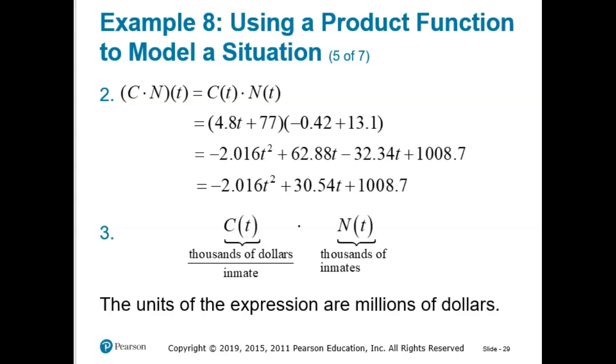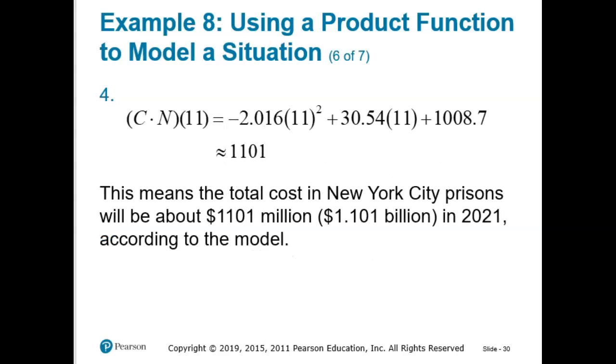So if we multiply together the first function, c of t, and n of t, c of t is thousands of dollars per inmate, and n of t is thousands of inmates. So now the units of the expression are going to be millions of dollars, because thousands of dollars times thousands of inmates will give you millions of dollars. So we have to know that our answer is going to be in millions of dollars.